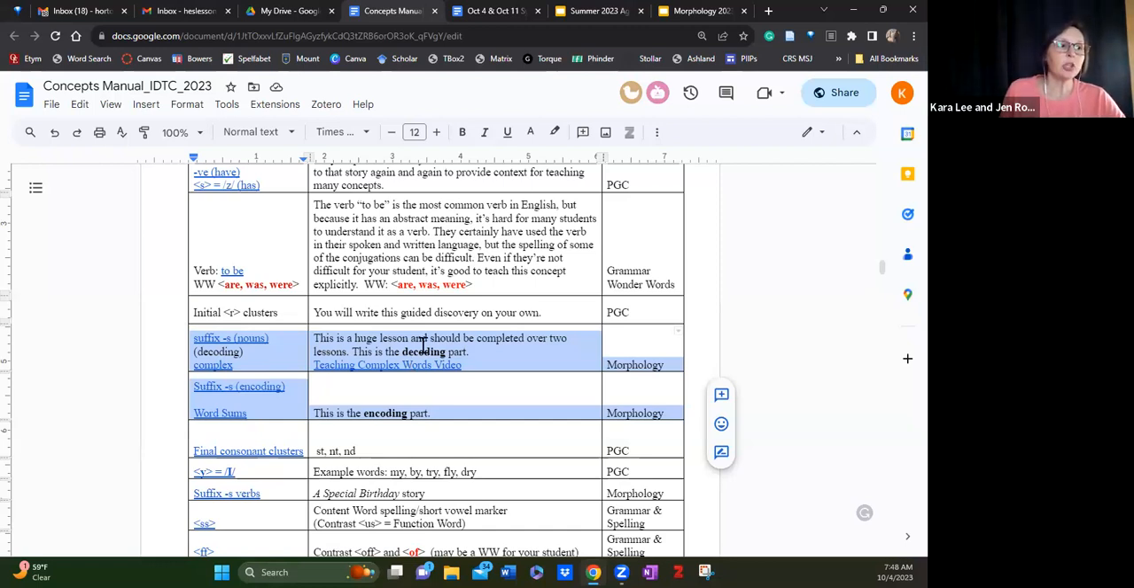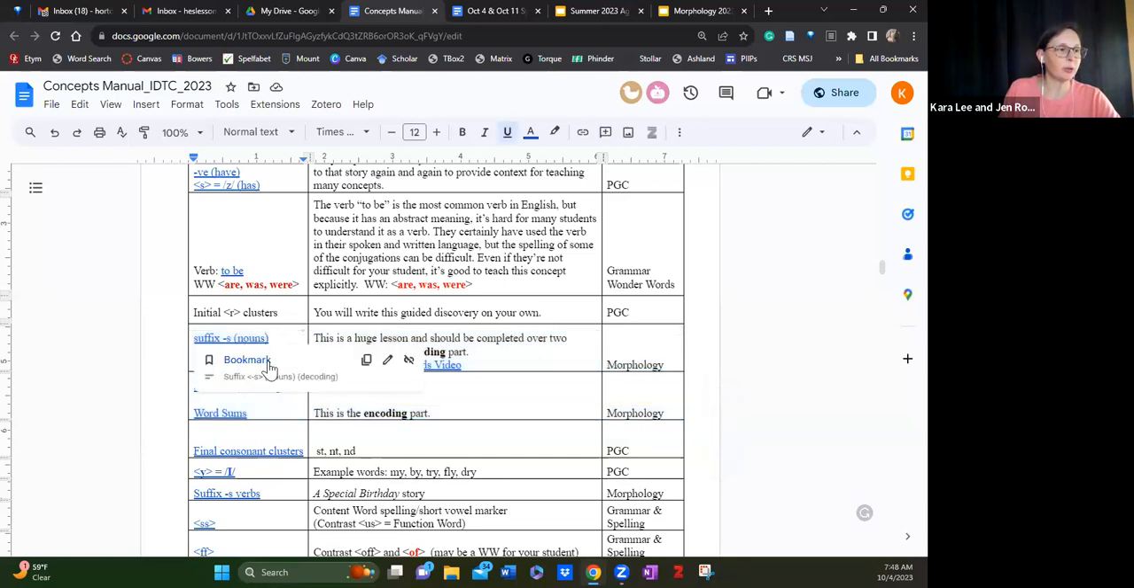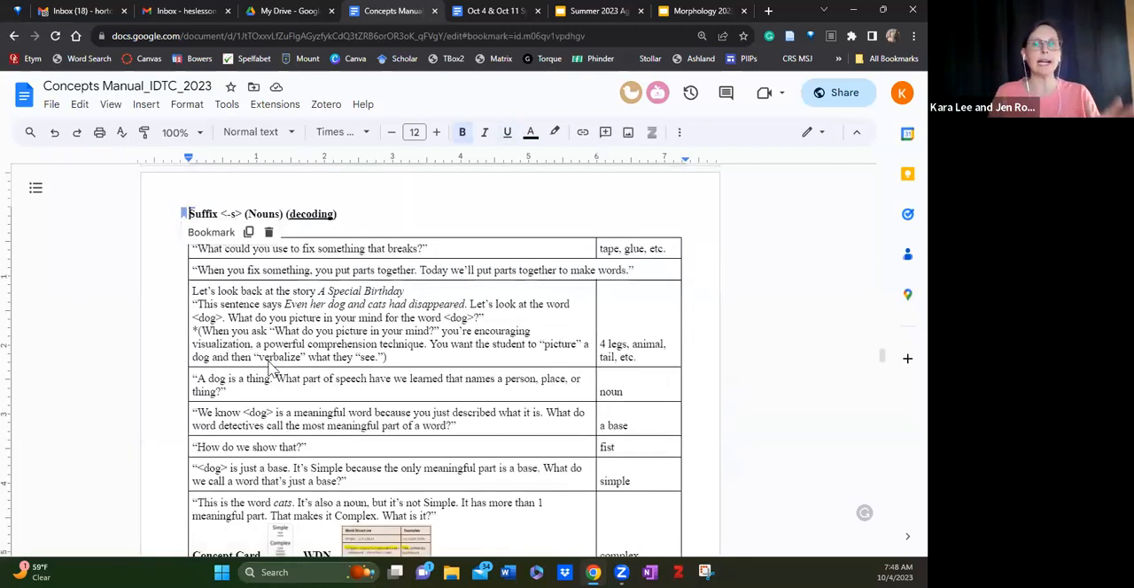But as you can see, this is a huge lesson. It should be completed over two lessons. This is the decoding part. So we've split this up into two. There's no way you're going to fit all this stuff about reading and spelling with morphemes into one lesson in your little 12-minute section down there. So what I want you to realize is that it's actually broken up into two guided discoveries. There's a guided discovery for reading words with suffixes, and there's a guided discovery for spelling words that are complex. And as you can see, it's all broken down for you right here.